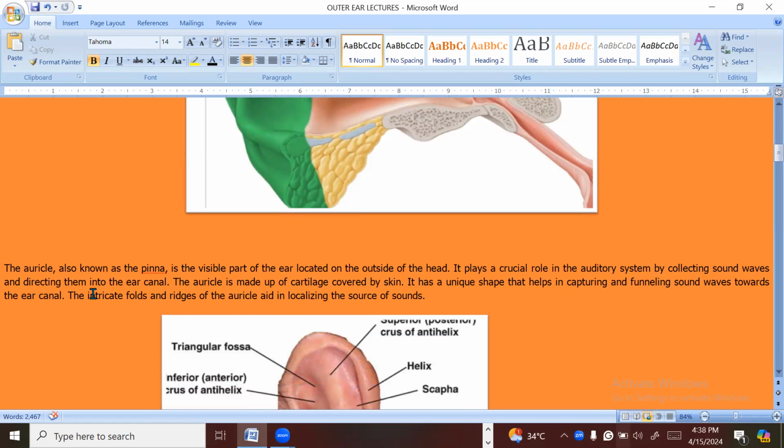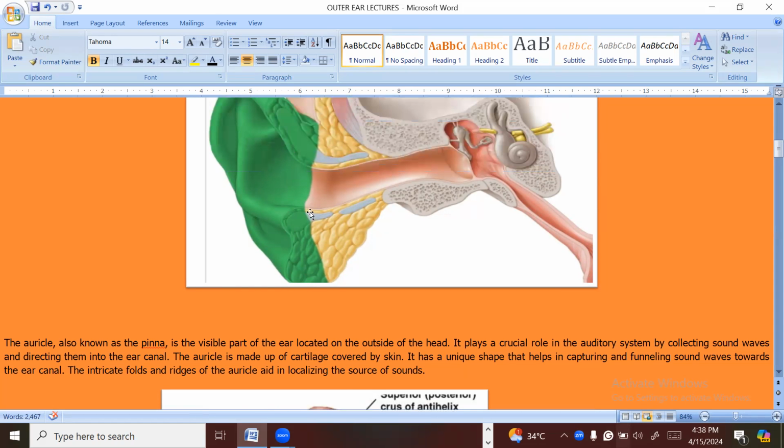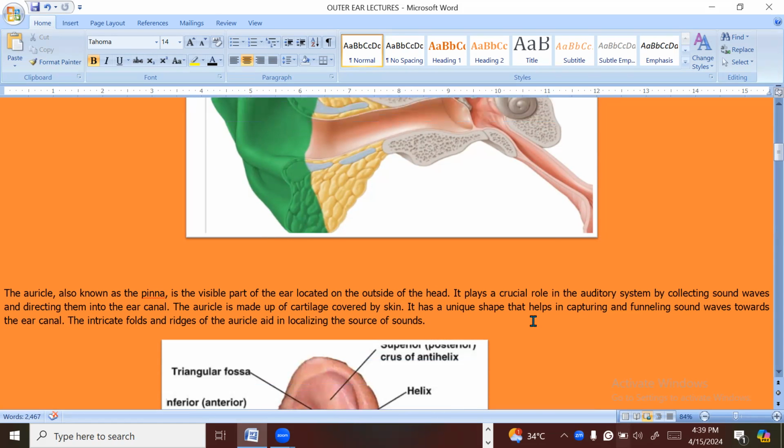The auricle, also known as the pinna, is the visible part of the ear located on the outside of the head. It plays a crucial role in the auditory system by collecting sound waves and directing them into the ear canal. The auricle is made up of cartilage covered by skin. It has a unique shape that helps in capturing and funneling sound waves to the inner ear.